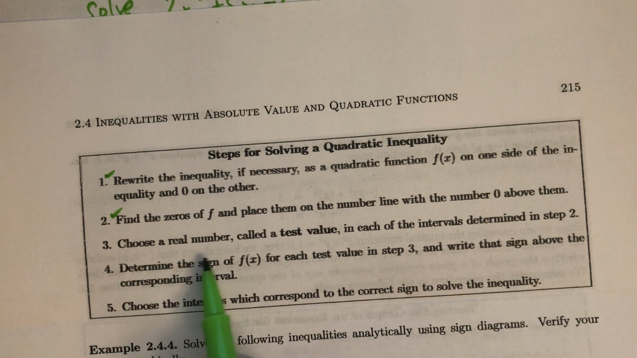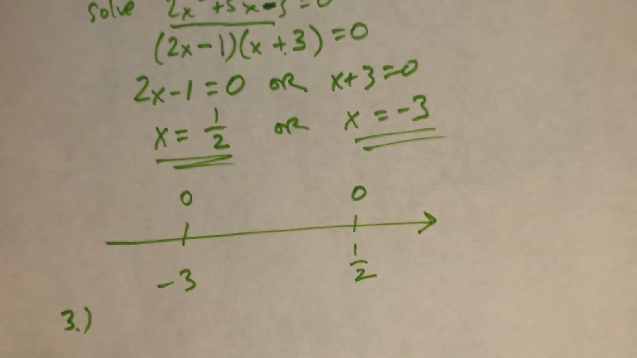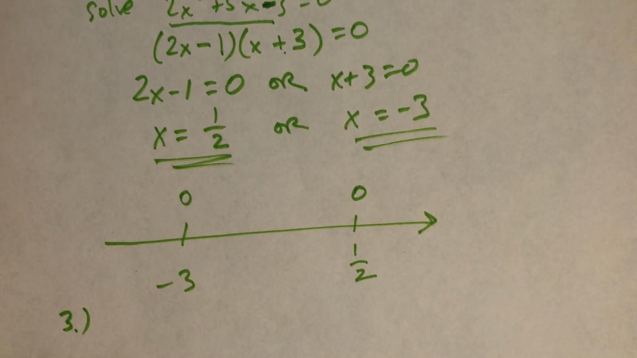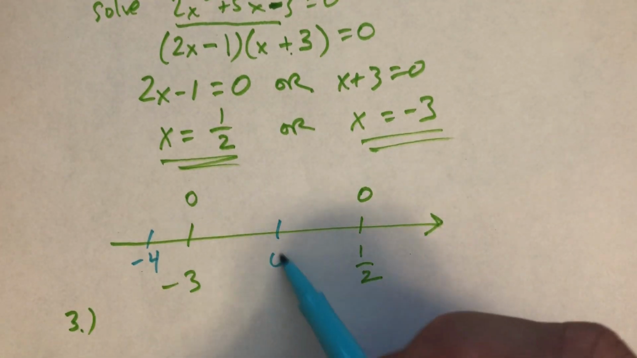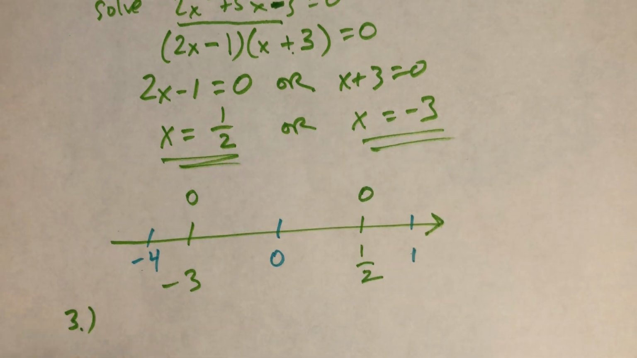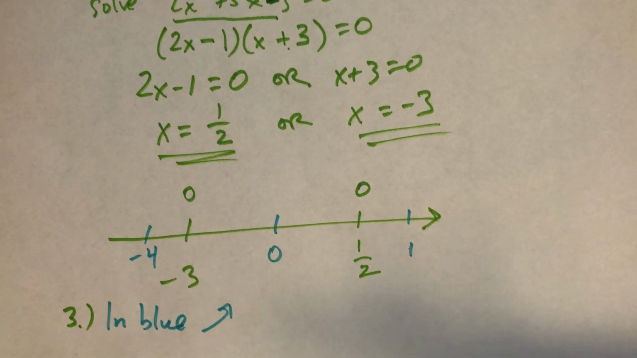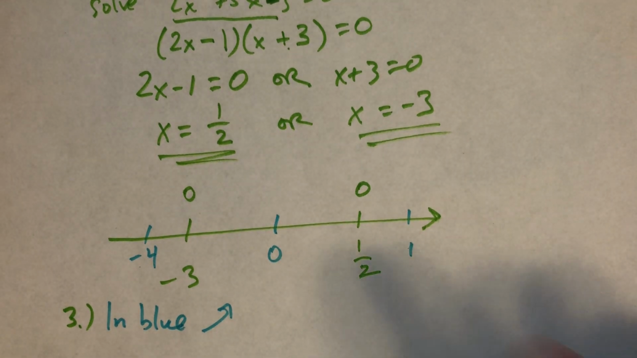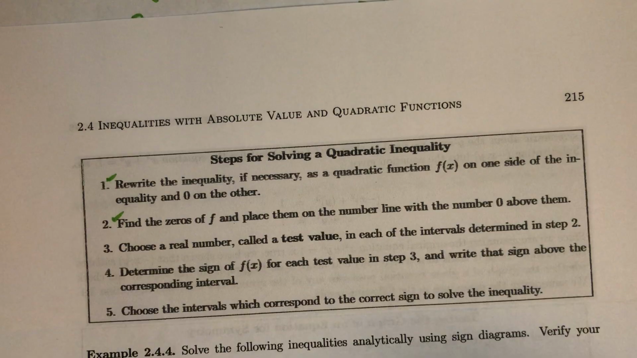Step 3: choose a real number, called a test value, in each of the intervals determined in step 2. What are we going to choose here? It would behoove you to choose easy numbers. I would probably choose negative 4, and 0 is in this interval, that's easy, and I'd probably pick 1. I'm sure the scale is off here, of course it is, but it doesn't really matter. All we're doing is trying to indicate which interval these numbers lie in, and I think that's achieved. So step 3 is finished.